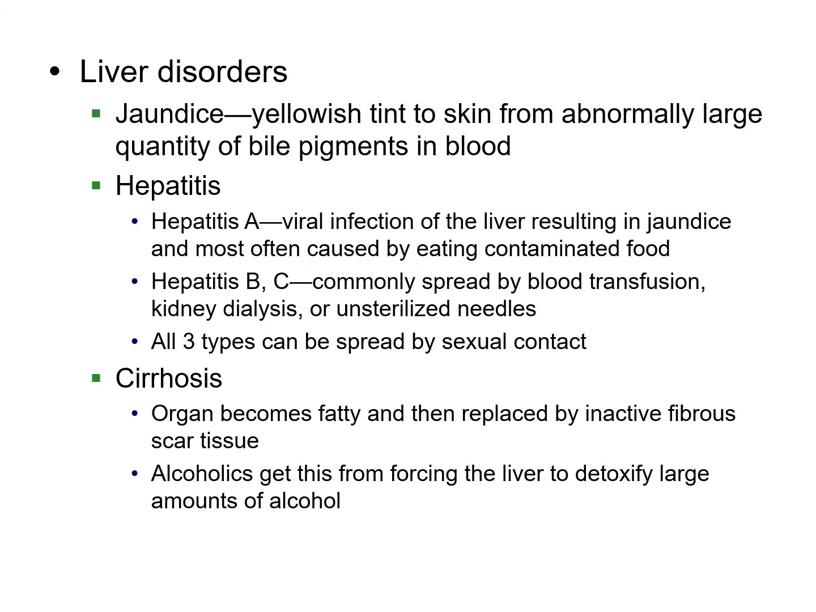So sometimes your liver does not always work. If you have jaundice, you've got a yellowish tint to your skin because you're producing too much bile in the blood. And so that can be an issue there, especially at birth. You can have hepatitis, which is a viral infection. If it's hepatitis A, that's a viral infection of the liver. If it's hepatitis B or C, those are spread by blood transfusion, kidney dialysis, or unsterilized needles. And all of these are sexually transmitted diseases that can be transferred through the blood and semen.